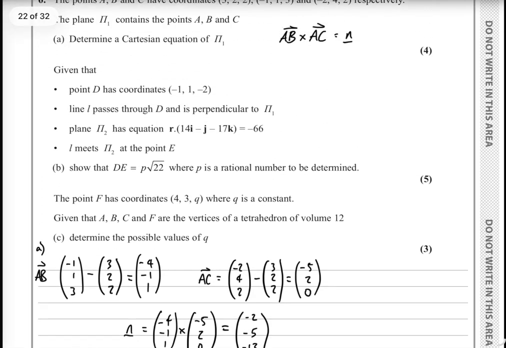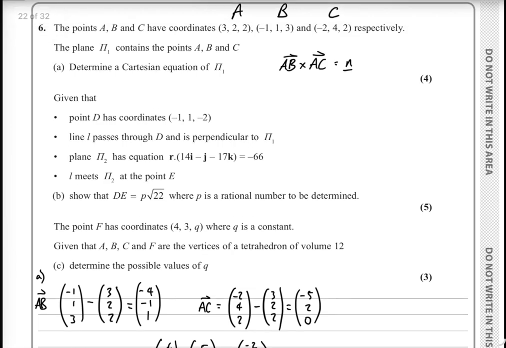Part B, we've got a lot of information. Given that point D has coordinates this, the line L passes through D and is perpendicular to plane pi 1. The line L passes through perpendicular to pi 1 and passes through D. Plane 2 has equation that L meets pi 2 at E. So we've got another plane here, not necessarily parallel to the first, but it meets at point E, and we need to show that the distance DE is p root 22, where p is a rational number.